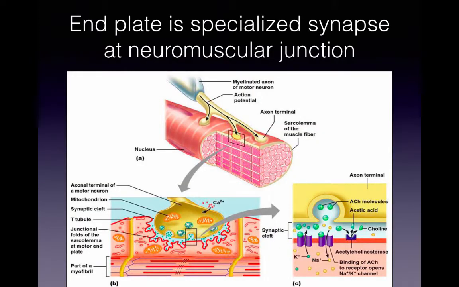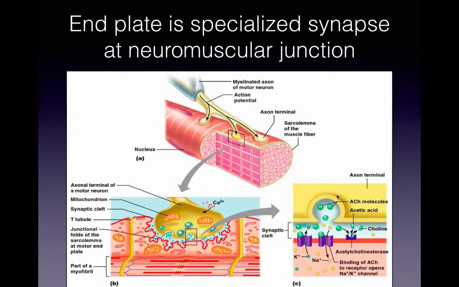The end plate is a particular type of synapse at the neuromuscular junction. As we see here, again, our motor unit. Here are the synaptic bulbs, if you will, innervating the muscle cell. And if we take an even closer look, we see that, of course, calcium is required. That's going to allow for acetylcholine to be released, as we see here in this image.